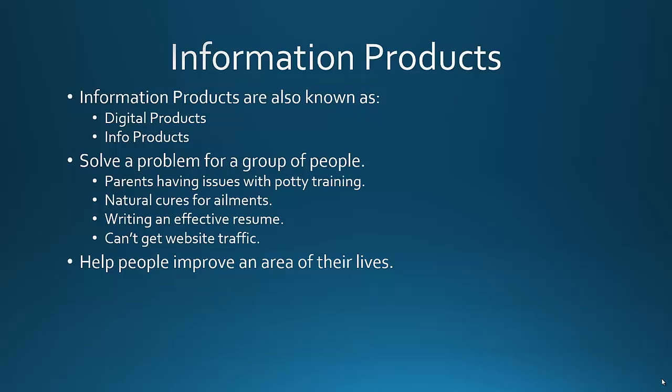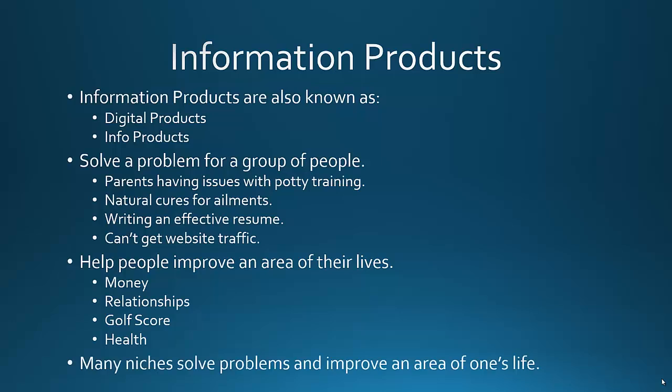Help people improve an area of their lives, and that's what an information product is about, solving a problem or helping them improve an area of their life. So improve their money, improve how much money they save, how much money they make, how much money they invest, how much money they're making in their own business, how much traffic they're getting, which then will increase their bottom line. Help people improve with their relationships, with their golf score, get a better golf score so they're not embarrassed on the golf course anymore, or so they close more business deals on the golf course. Health, you can actually improve people's health, how they view themselves, their self worth, those kinds of things.